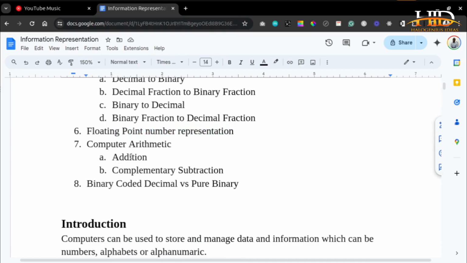All right. Then we have the addition, the complementary subtraction, where I demonstrated the normal subtraction first. Then I spoke about the complementary subtraction. Then I spoke about binary coded decimal. Then I showed some comparison between the two of them, between pure binary and binary coded decimal.